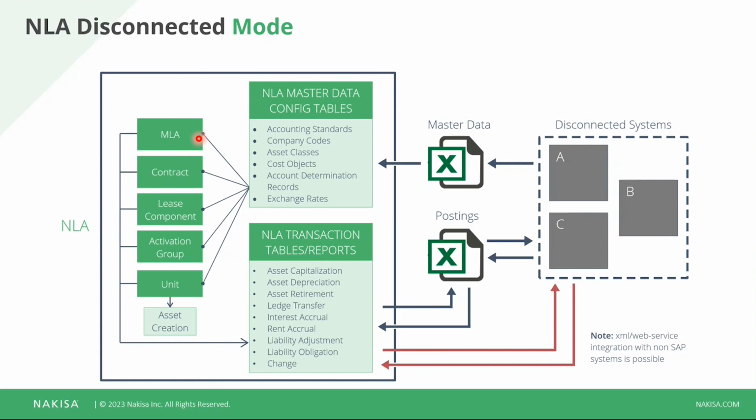And once we have this structure authorized and defined in the system, we will generate activation groups that will inherit all the information from the contract and the lease component. At this level, we will get all the inception values, and we will issue all the transactions to comply with IFRS, including reassessments, new terms, lease ends, closing contracts, and so on, until we get to the unit level, which is the asset creation.